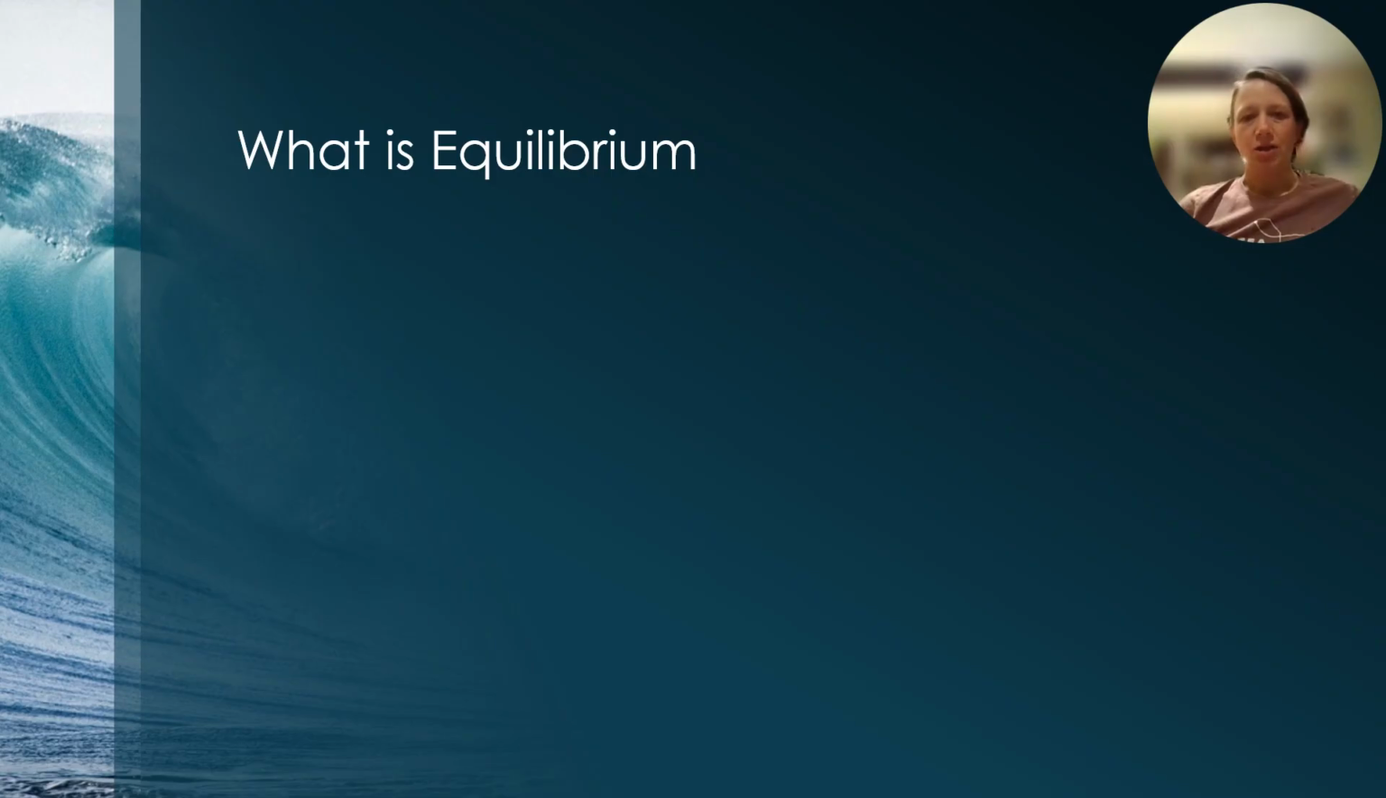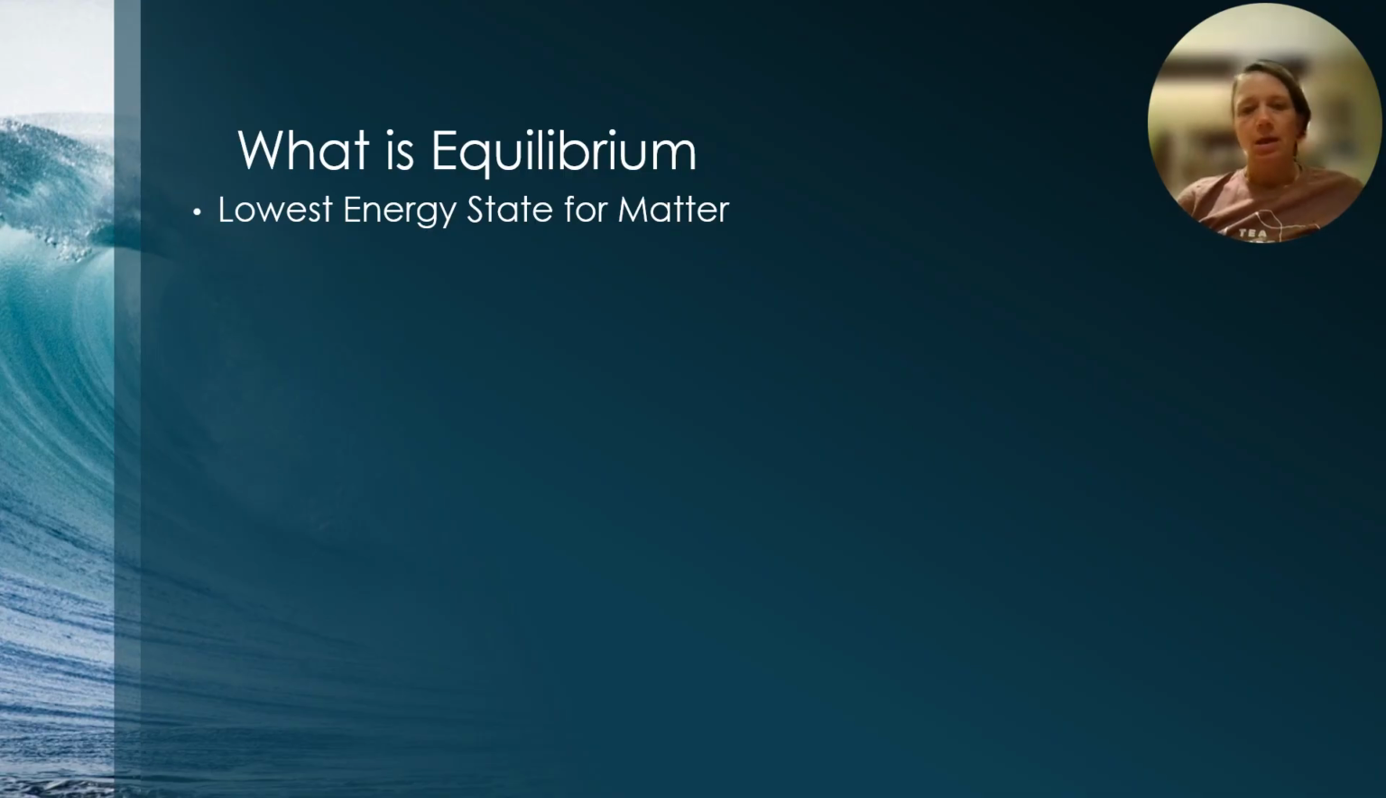In the last lecture, I talked a little bit about how media in the world are typically at a state of equilibrium. To understand what's going on with wave propagation, we need to understand what it means for a medium to be in equilibrium. Equilibrium is defined as the lowest energy state for matter. Again, everything comes back to energy.